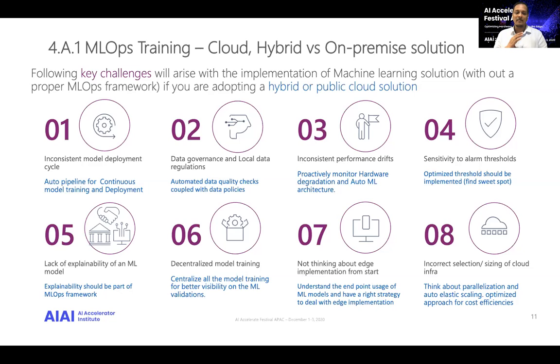That way you'll have good visibility on model validation. This is even more critical in the public and hybrid cloud because of the cost involved. Training a machine learning model in the cloud is always expensive, especially if you have to train, retrain, and do all the experimentation. If you don't have proper control or a centralized way, you end up paying a huge bill to the cloud providers, and it's inefficient. That's why you need to centralize all the model training.